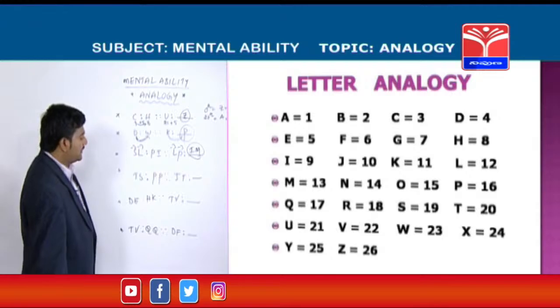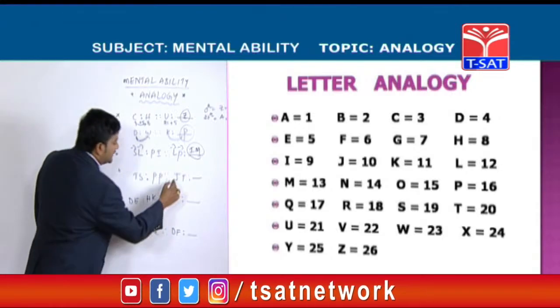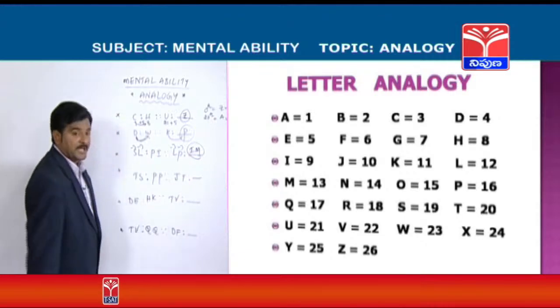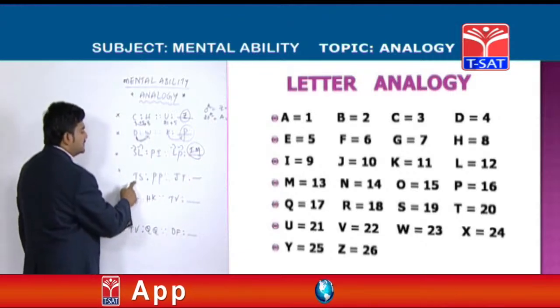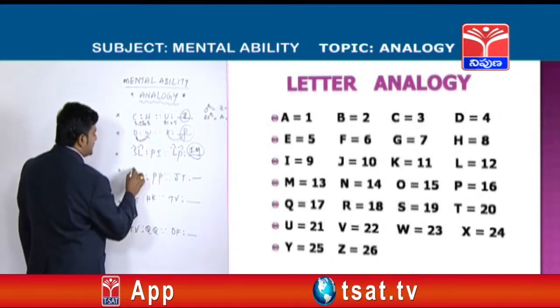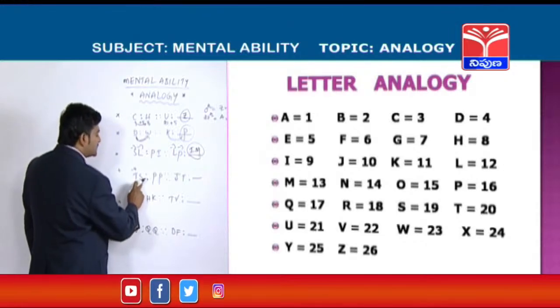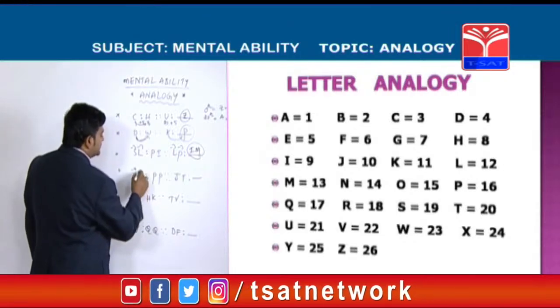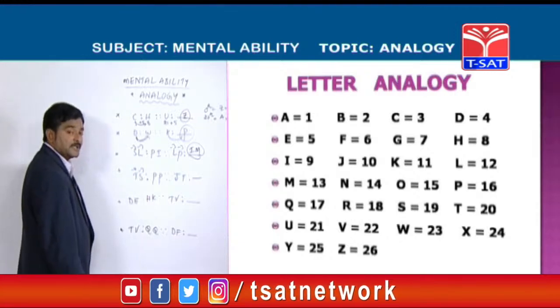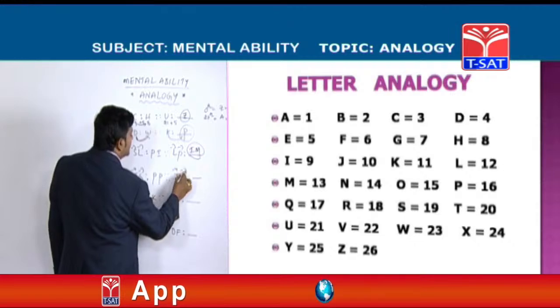See, observe here, TS is to PP as JT is to dash. T means 20 and P means 16. 20 written as 16, so simply reduced minus 4. Here S means 19, P means 16. Reduced 3. So reduced 4, reduced 3. Simply apply the same concept here.